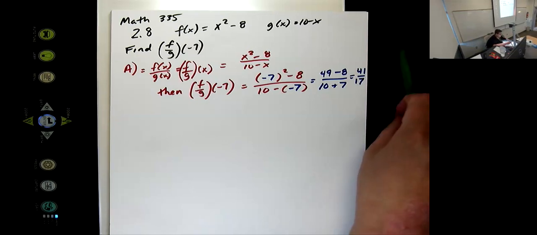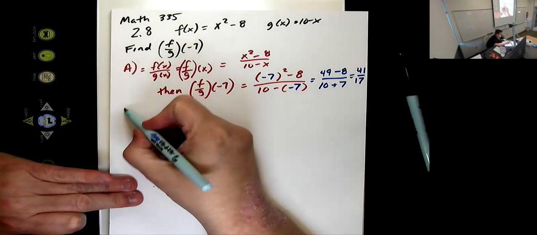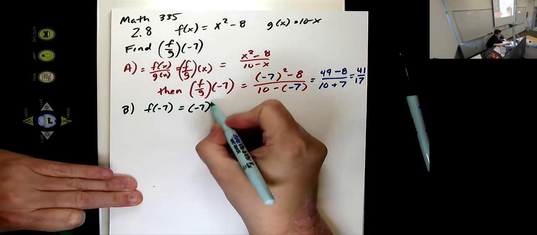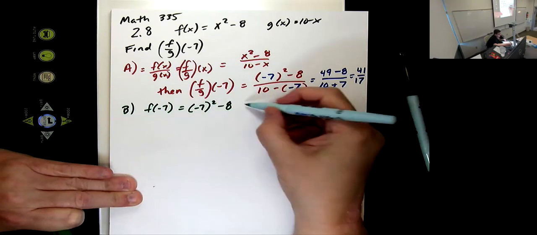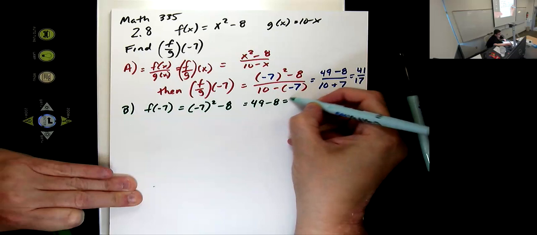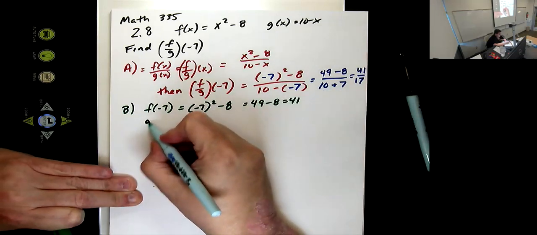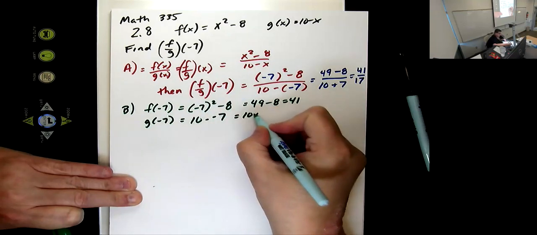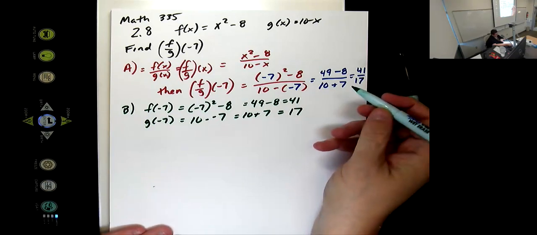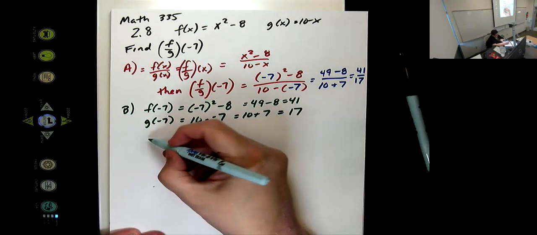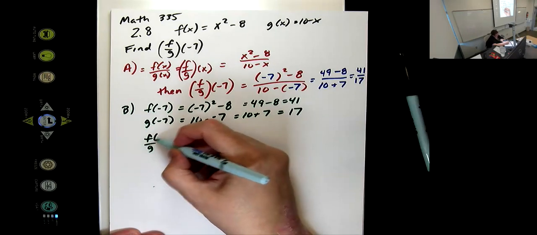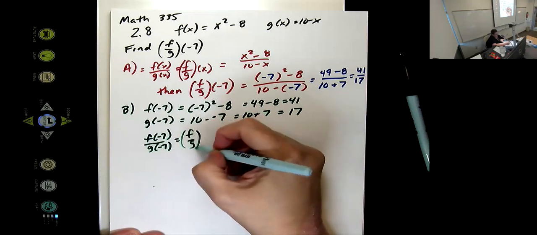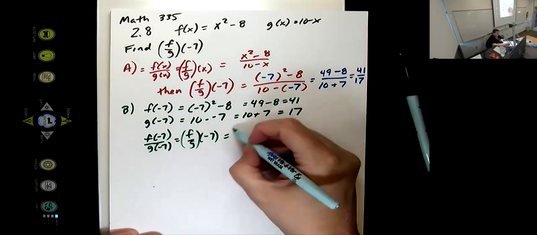The other option you have is doing f of -7 and g of -7 first. f of -7 is -7 squared minus 8, 49 minus 8, which is 41. g of -7 is 10 minus -7, which is 10 plus 7, 17. And putting them together, f divided by g, that equals our f over g of -7. It's just 41 over 17.